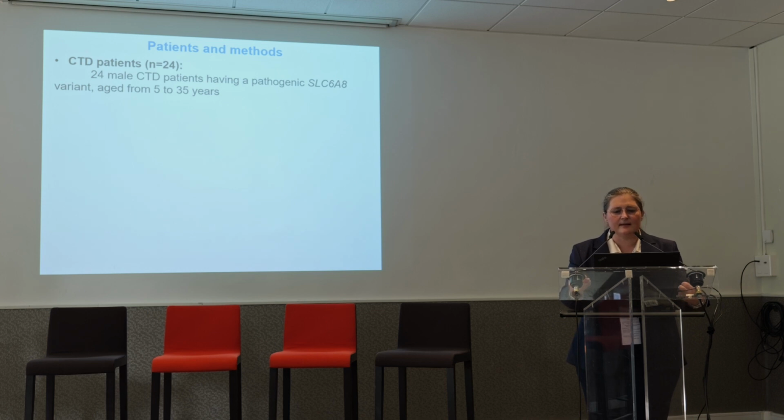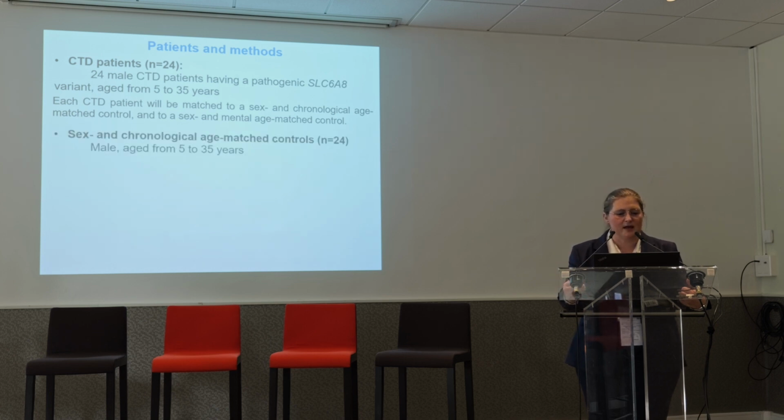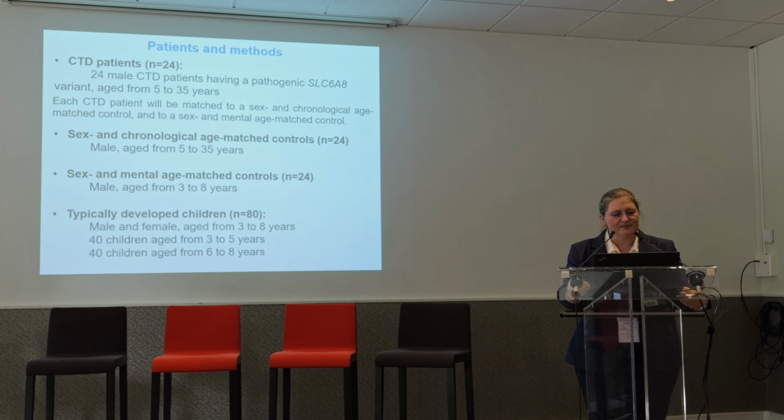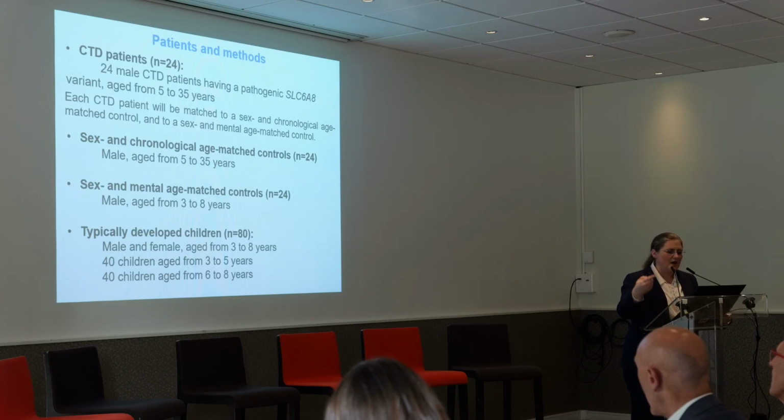So patients, as you know, we will include 24 male CTD patients aged 5 to 35, and each CTD patient will be matched to a chronological age matched control and to a mental age matched control. So 24 chronologically age matched controls, and 24 mental age matched controls. Then we also wanted to have additional typically developing children included for the outcome measures that we developed, just to increase a little bit the sample size of the patient children that were already included.